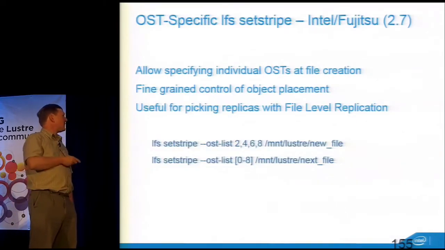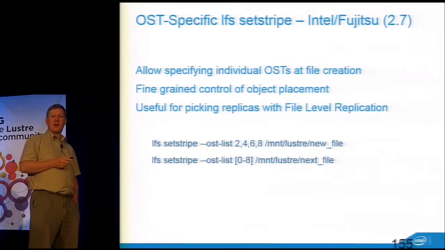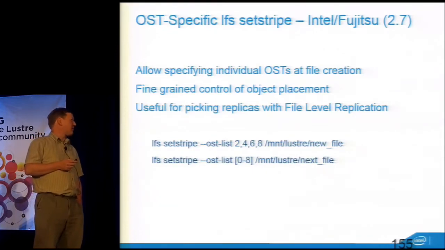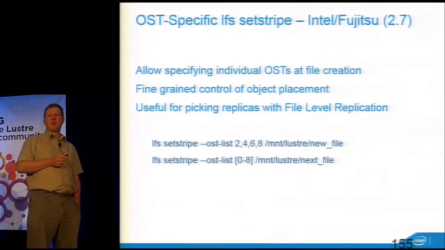Another feature that we're working on with Fujitsu, which has been requested for quite a long time and has finally come to fruition, is OST-specific setstripe, which allows you to specify exactly which OSTs a given file is on. Previously you could specify the first OST and then the MDS would usually pick the following ones. But this gives you very fine-grained control.